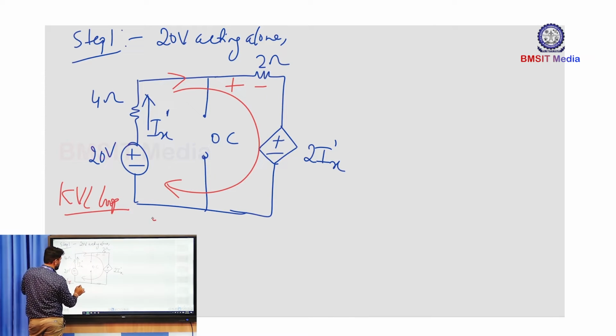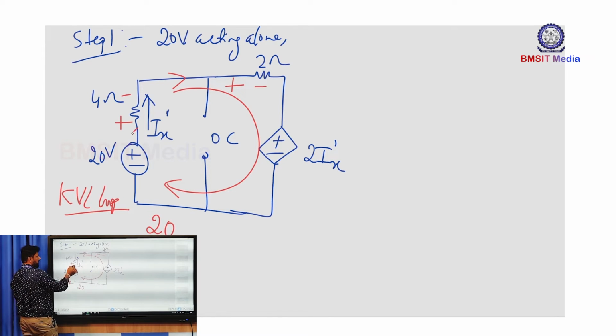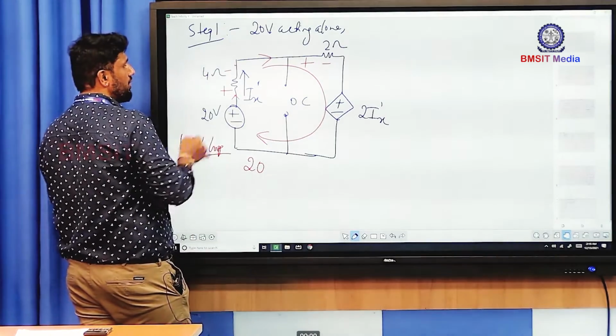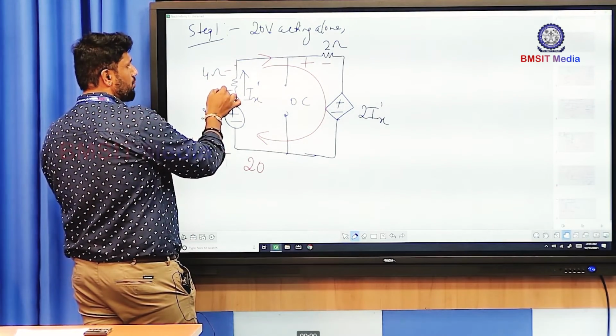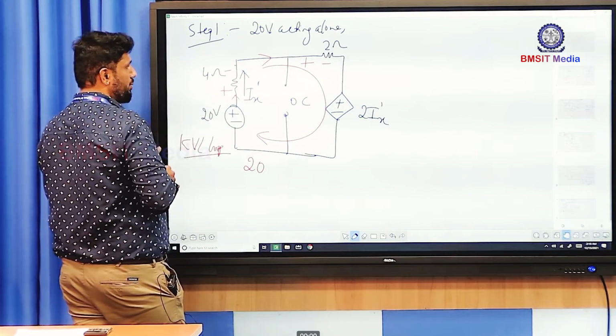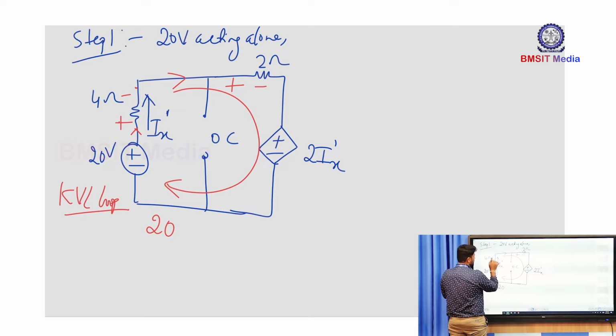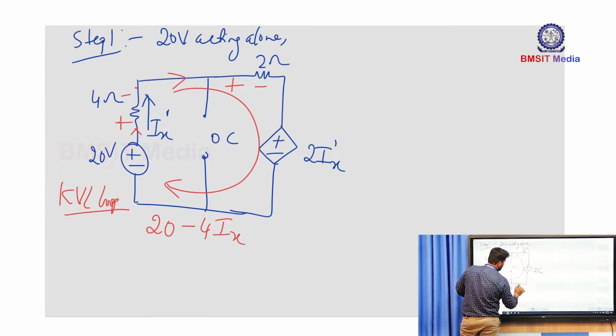So a rise in potential of 20, plus to minus is the polarity for this resistor, because the current flowing from this end to this end will always be from higher potential to lower potential. That's why its starting point is plus and the other end point is minus. So plus to minus, it's a drop: minus 4 times the resistor current, which is Ix dash.